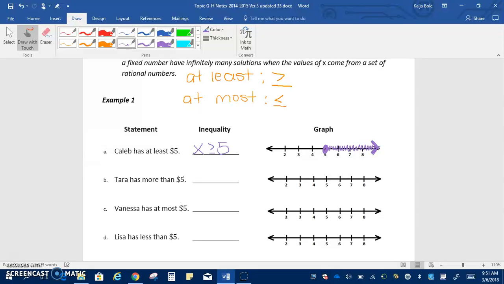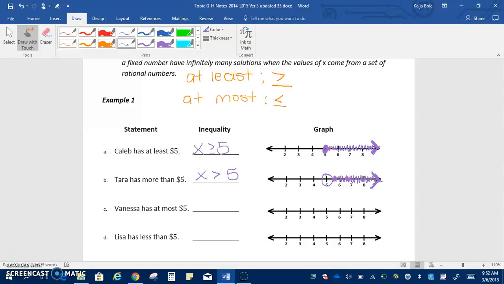Okay. B, Tara has no more than $5. So that means that Tara doesn't include $5, alright, but she has more than that. Oh, I don't know why I put the word no in there. So that means we don't include the 5 this time, and our inequality would be x is greater than 5, so we just want everything bigger than 5. She has more than $5. So, like $5.50, $6, $7, and so on.